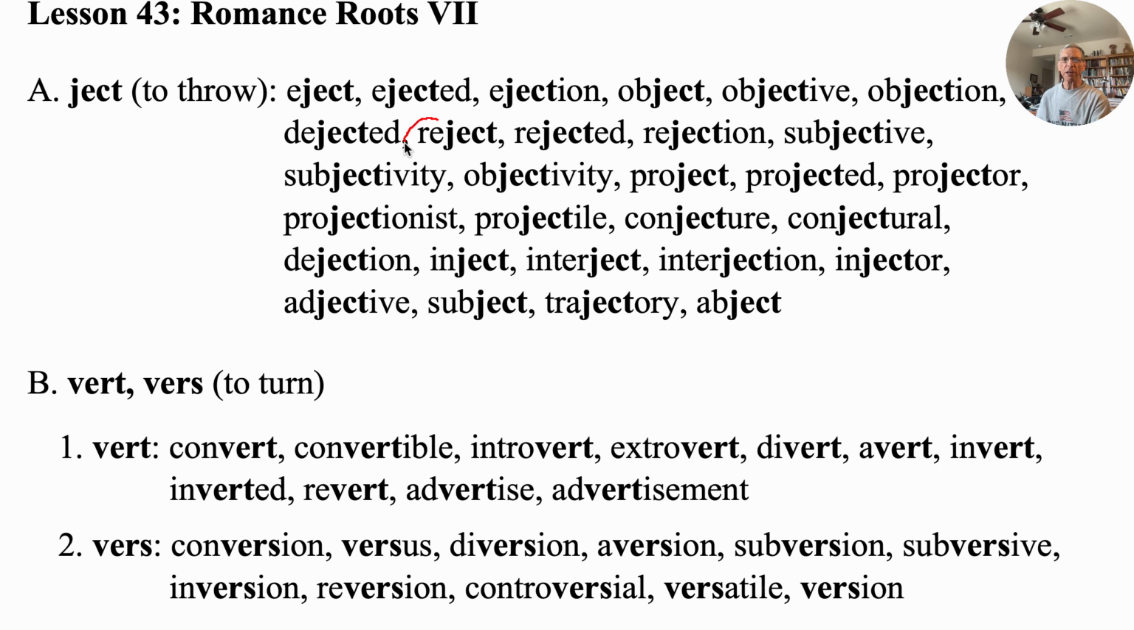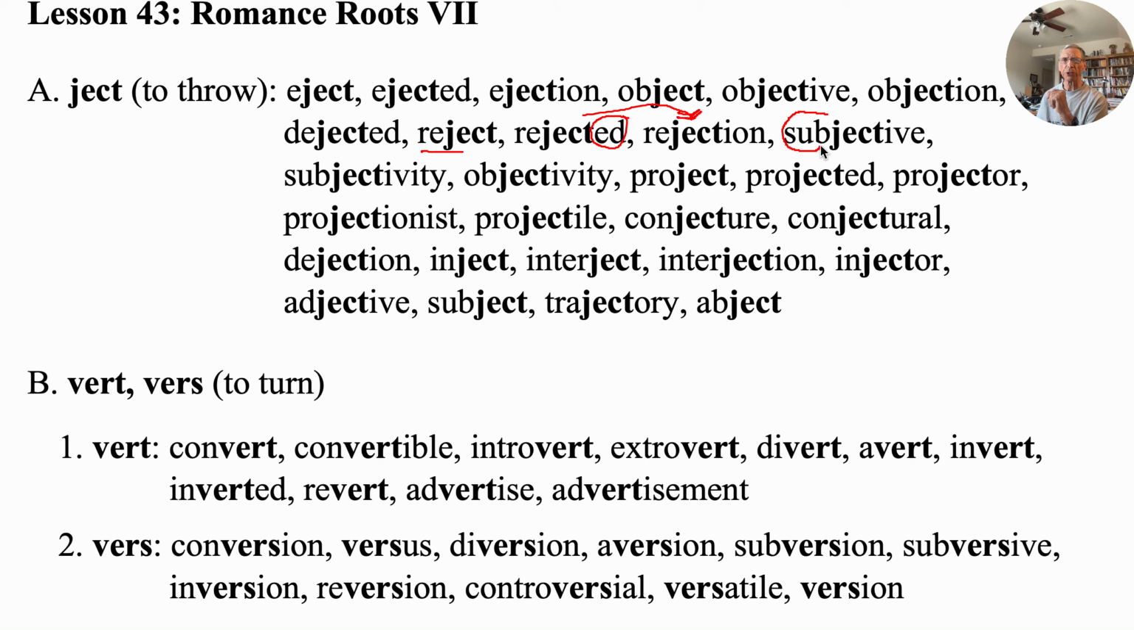Then you have reject. And again, when you're manufacturing something, if something comes down the assembly line, it's got a problem, you reject it. You don't send it out. You don't sell it. And so when you reject something, then it's rejected, past tense. And the noun form is rejection. And again, it can be a feeling too, like you feel rejected, like nobody wants to be your friend.